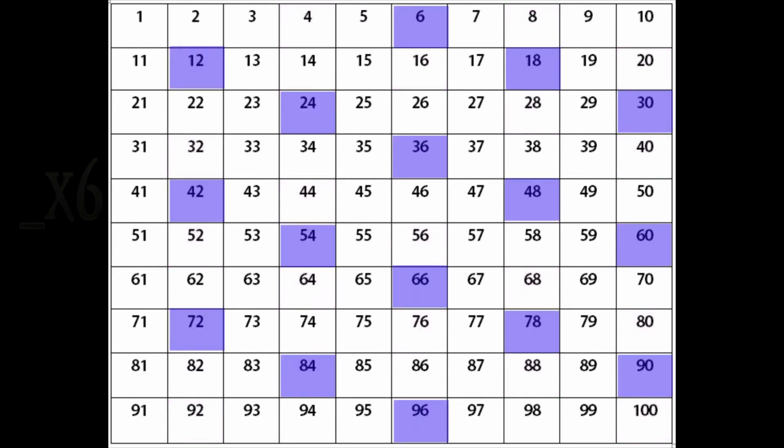Here are the multiples of 6 on the hundreds chart. If I skip count by 6, it sounds something like this. 6, 12, 18, 24, 30, 36, 42, 48, 54, and 60. Take a second for yourself and see what patterns you can find in this hundreds chart.